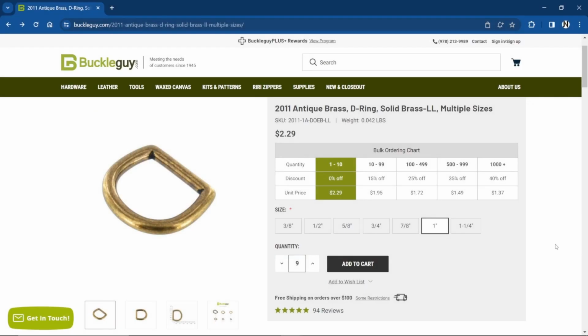All right, let's start off with an example of what we're going to be doing today with a look at one particular item from buckleguide.com. We have a 1-inch solid brass D-ring here, and notice they have a bulk ordering chart, where based on the volume, you get different prices. Right now, I've got a quantity of 9, and notice the tier that I'm in.